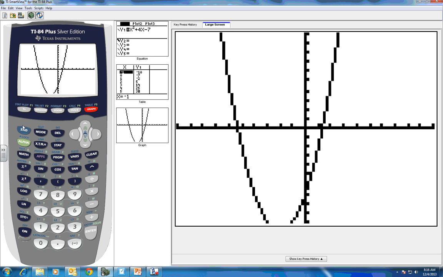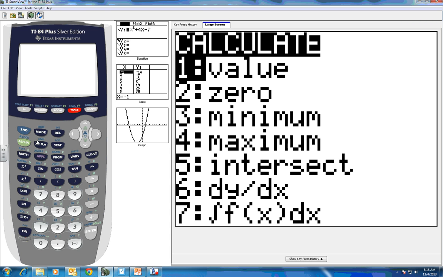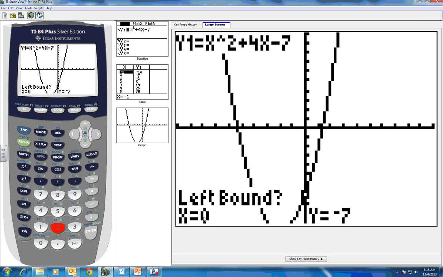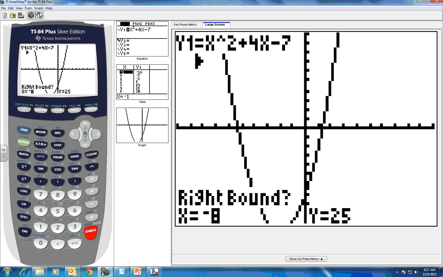Okay, those calculator steps were, do you remember? Second, trace, and we want number 2 for zero because we want to see where it crosses the x-axis. And then your calculator is going to start asking you questions. It's going to say left bound, so that means either type in a number, we're going to find this point first, either type in a number to the left of it or move your cursor to the left of it. I'm just going to type it in. I'm going to type in -8, enter. Now it says right bound, so type in a number to the right of it. I'm going to type in -4.